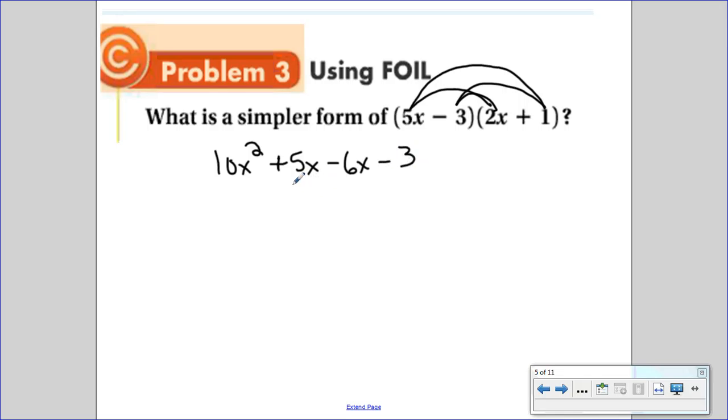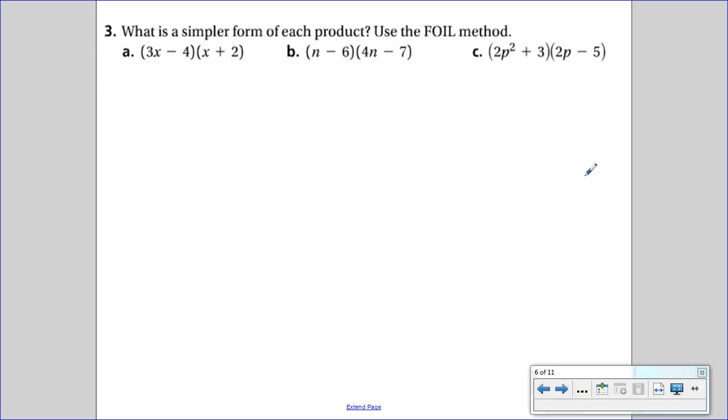And then, just like before, you combine like terms. So we have 10x squared. 5x minus 6x is negative 1x minus 3. And that is the FOIL method. Okay? Let's try 2 of these. All right? We'll just pick A and B. Don't worry about C. Okay, we'll do A together, then I'll give you a chance to do B, and then we'll check it out.